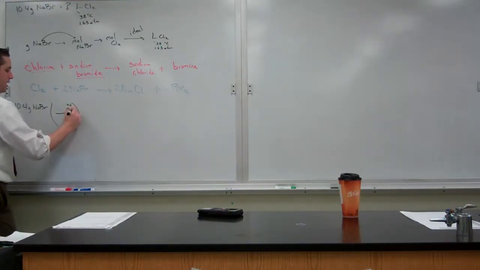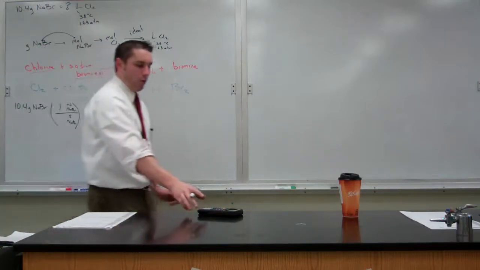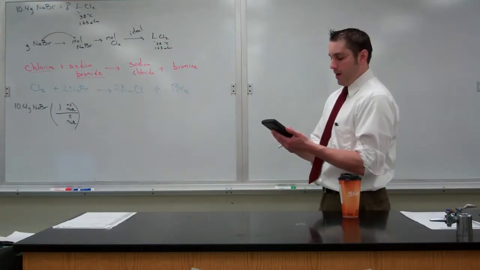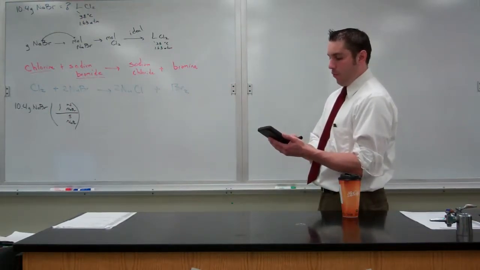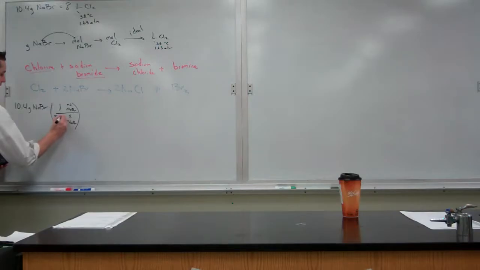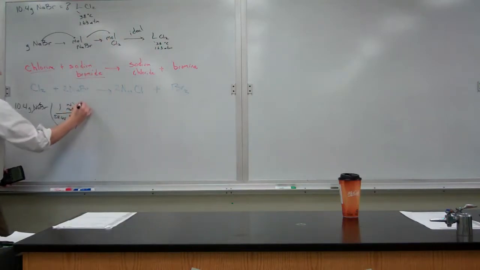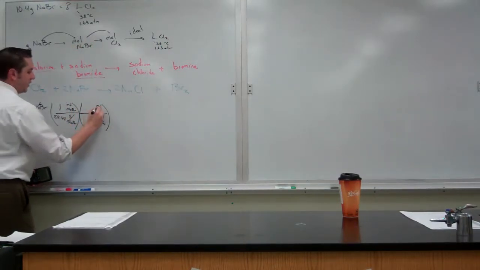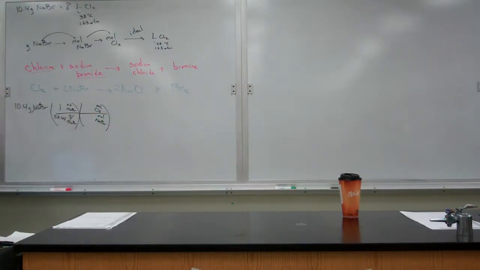Mole, NaBr on the top. One goes with moles. I go to the periodic table and I get Na and Br. Na is 22.99, Br 35.45. Add those together and you get 58.44. Now we're trying to go from moles of NaBr to moles of Cl2. That's a mole-to-mole ratio from my balanced equation. There's a 1 in front of the Cl2, and a 2 in front of the NaBr.